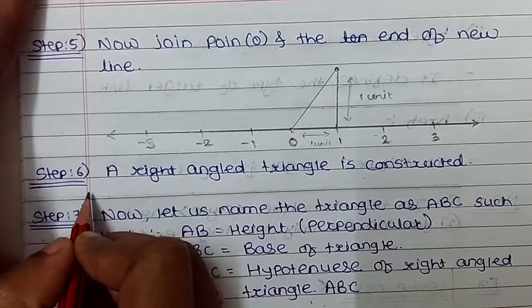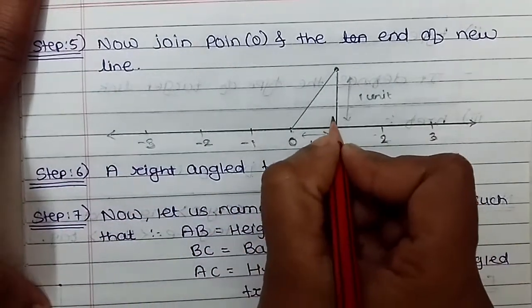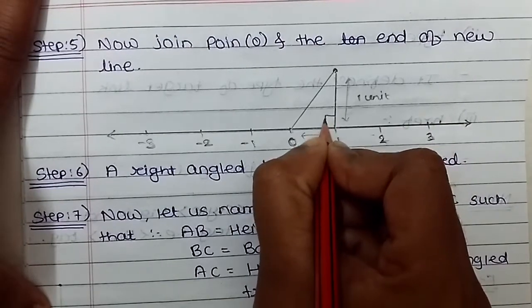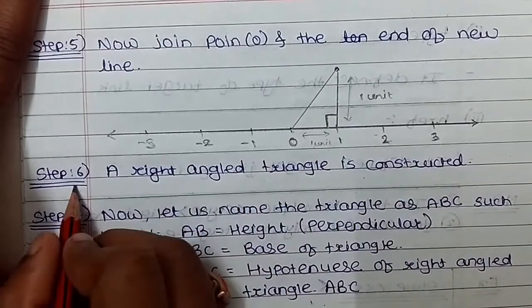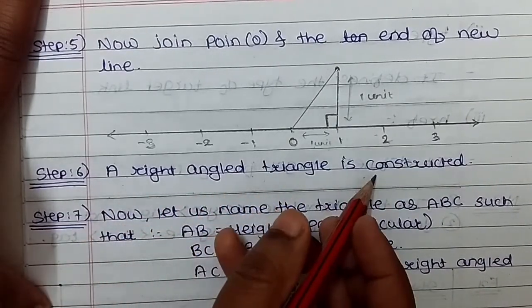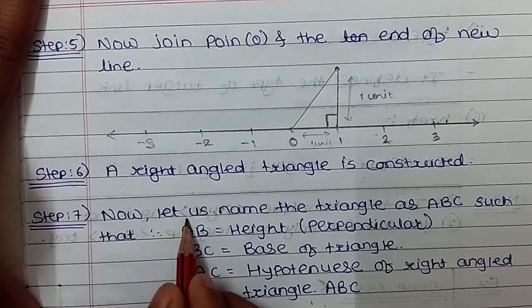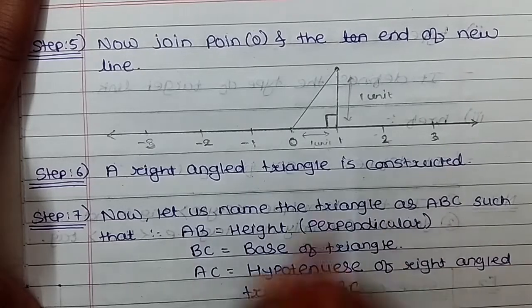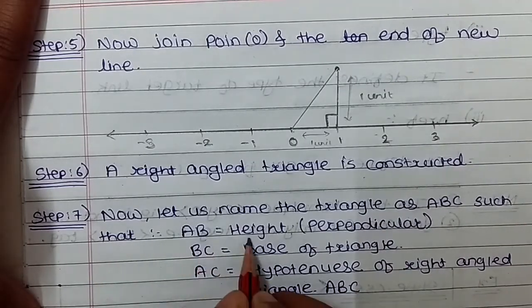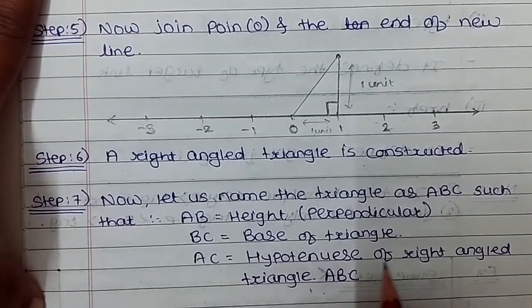So question, step number 6 here, a right angle triangle is constructed. Yes, definitely it is right angle triangle constructed, because it forms what? 90 degree here. Okay, so step 6, a right angle triangle is constructed here. Next, step 7, now let us name the triangle as ABC such that AB is the height, that is perpendicular, BC is the base of triangle, and AC is the hypotenuse of right angle triangle.